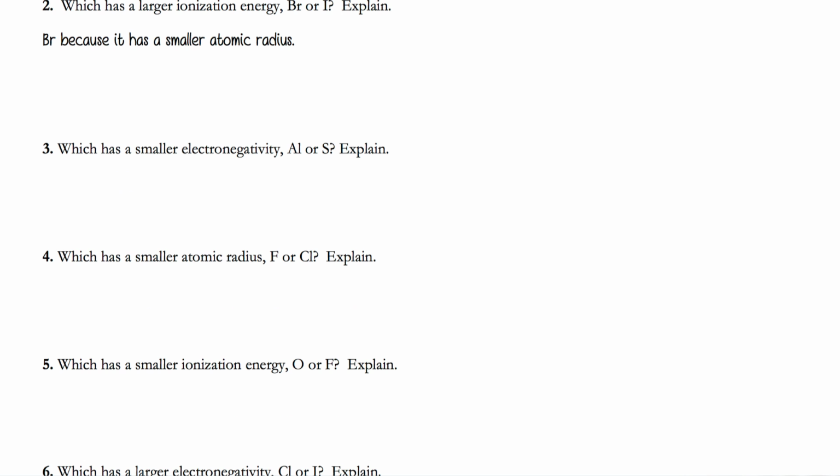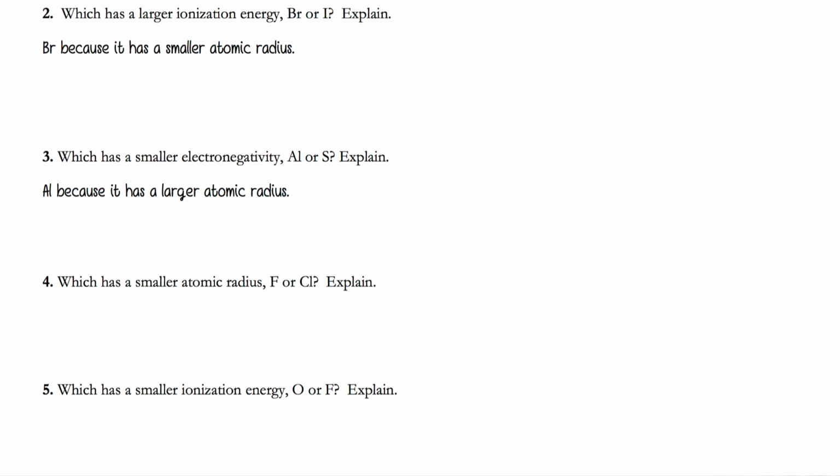So for number 3, it says, which has a smaller electronegativity, aluminum or sulfur? So if you look at the periodic table, aluminum has a larger atomic radius than sulfur does because it has fewer protons. So since aluminum is larger than sulfur, that means it is going to have a smaller electronegativity than sulfur does. So for number 4, it says, which has a smaller atomic radius, fluorine or chlorine?